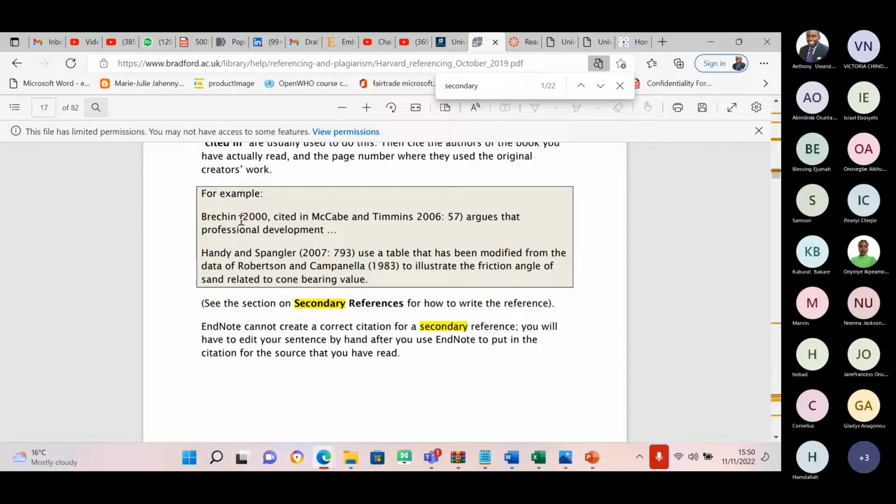Because why? They cited the original author, which they couldn't get, which is Brechin 2000. They couldn't get access to it. But the book that they were reading, that they saw it in, is this McCabe and Tim, page 57. So you put in the page number of the book that you read, and then cite, but you still cite the original author. So this is one way of citing it. This is another way of citing it again. This is the book that you read with the page number. You use a table that is modified from this one that you didn't get, the 1983 work.